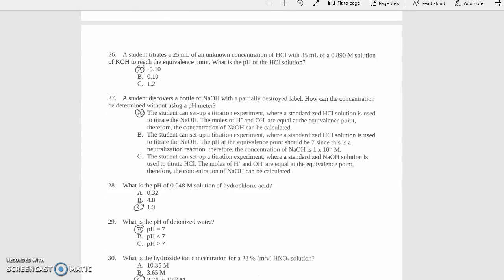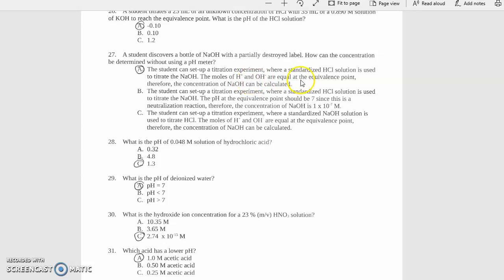And then 27. Okay. A titration experiment. Now, what you're unknown is this right here is the unknown. So what you're going to do is titrate with a standardized HCl solution. So it has to be this one or this one. Okay. Then at the equivalence point, it is used to titrate that, and the moles are equal at the equivalence point, and so the answer is A right here. So a slight difference between these two, but the answer is A. pH 0.048 is 1.3. In other words, all they're doing here is just allowing you to use your log tables and to figure these things out.